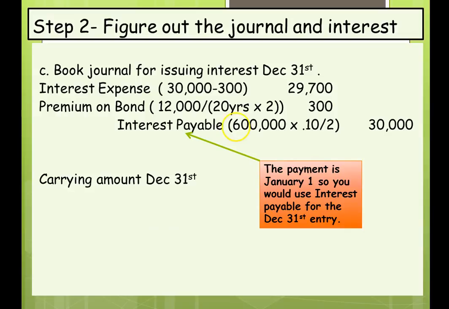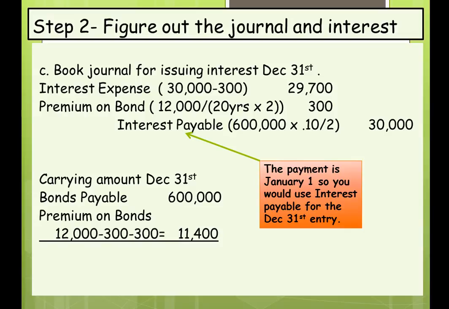Now, the carrying amount for the bond is going to be the bonds payable plus the premium minus the amounts we've amortized over the last 2 periods, giving us a total of $611,400.